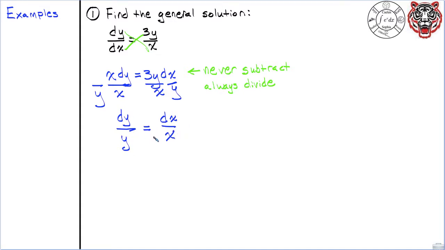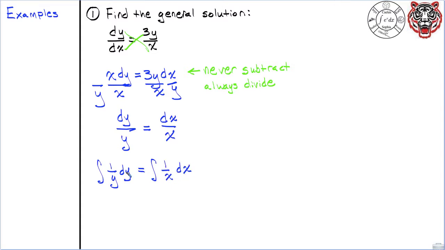Doesn't matter which is on which side, but they need to be on the same side, y's and x's. So now I'm going to go to step 2. I'm going to integrate. So it's going to be the integration of, really, 1 over y dy, which is another way to think of this, is equal to, sorry, I forgot the integral, the integral of 1 over x dx.